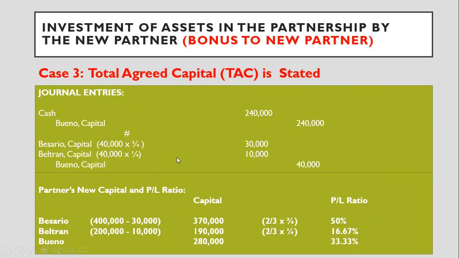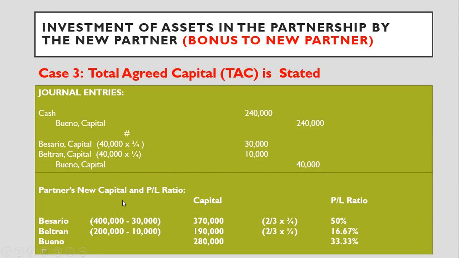And then recognize the bonus of 40,000. Since it's a bonus to the new partner, the bonus will reduce the capital of Bisario and Beltran. This time the P&L ratio is still used. For Bisario capital, we have a debit of 30,000, that is 40,000 times 3/4. And for Beltran, it's 40,000 times 1/4, so it's 10,000. And then a credit to Bueno capital of 40,000.